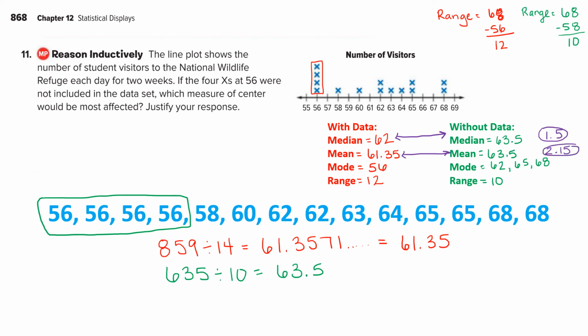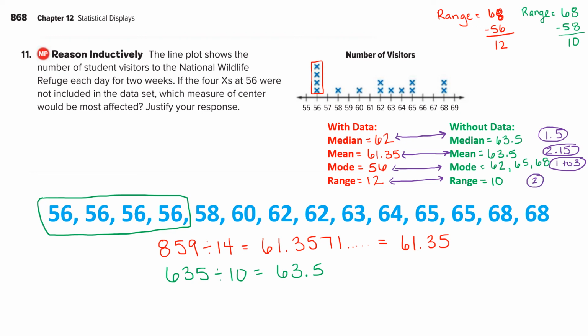Okay. Now for the mode, we went from 1 mode to 3 modes. And the range decreased by 2, so the change was 2. All right?